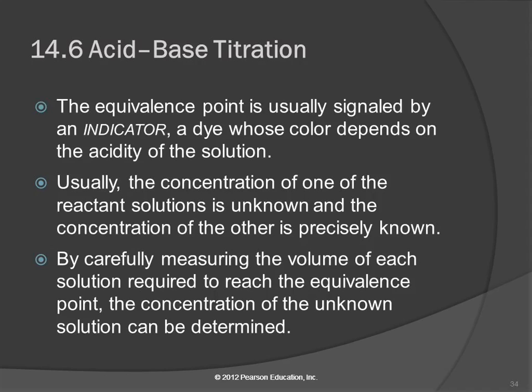So usually how this works is we have the concentration of one of the reactants being unknown and the other is precisely known. And so by measuring the quantities of each, we can use solution stoichiometry and calculate the unknown concentration.